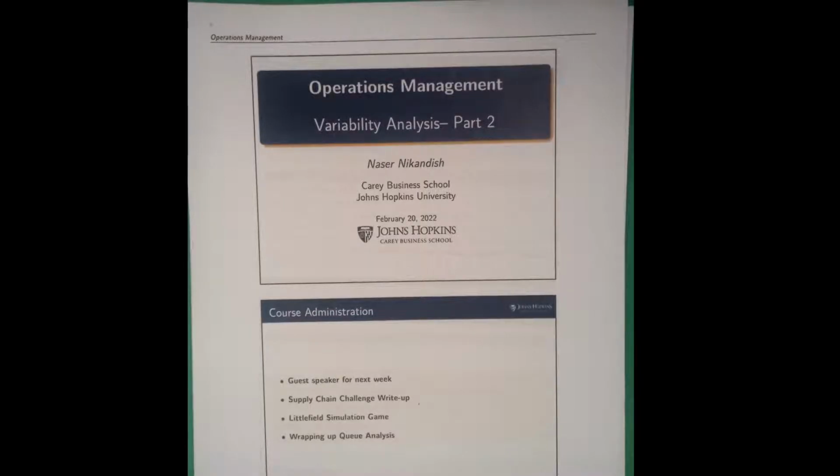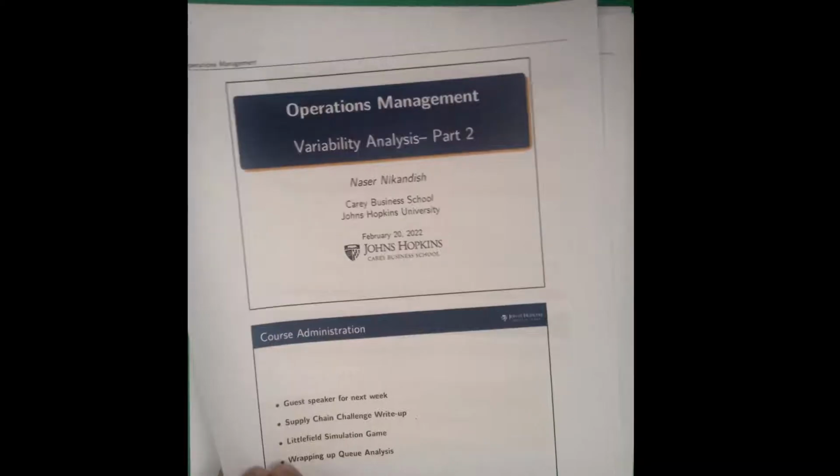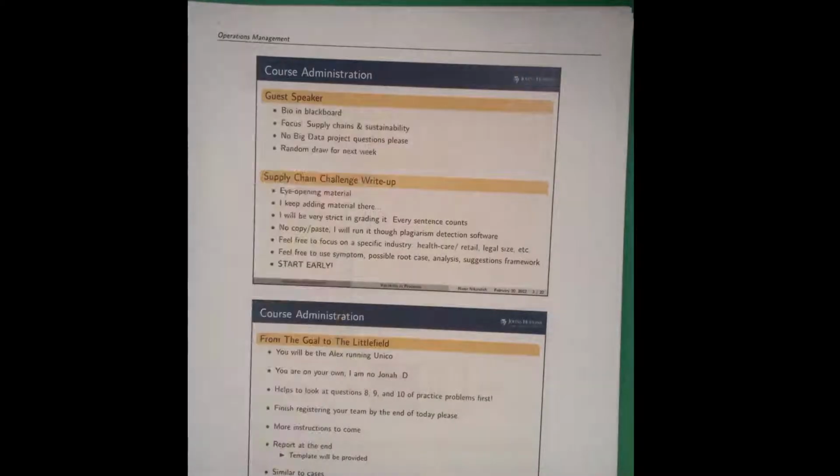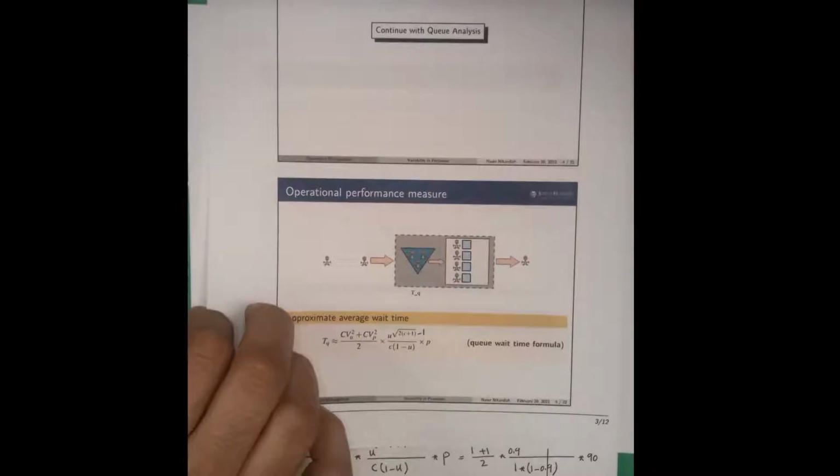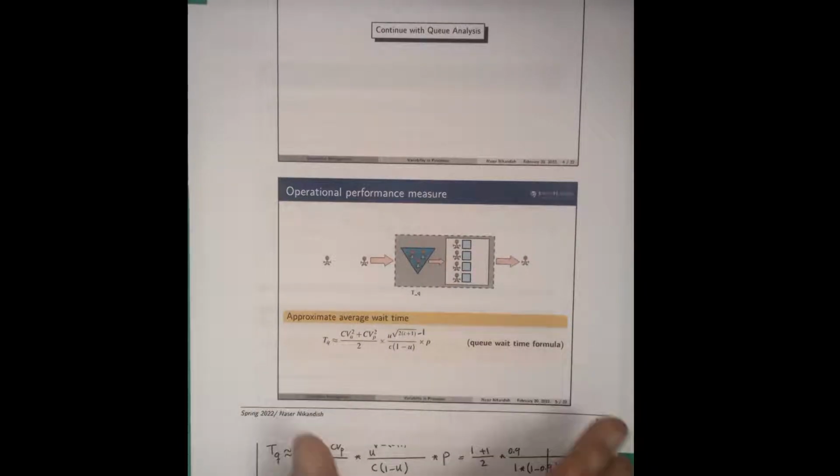Hello everyone, this video will cover the variability analysis part 2 handout. So I'm going to jump directly to the problems that we have in this handout, all right? This handout specifically will cover queuing analysis and the quantitative analysis of lines, or queues, or wait lines, right?